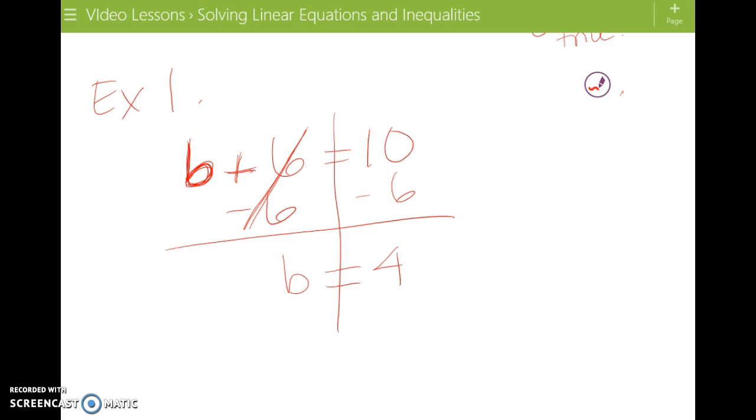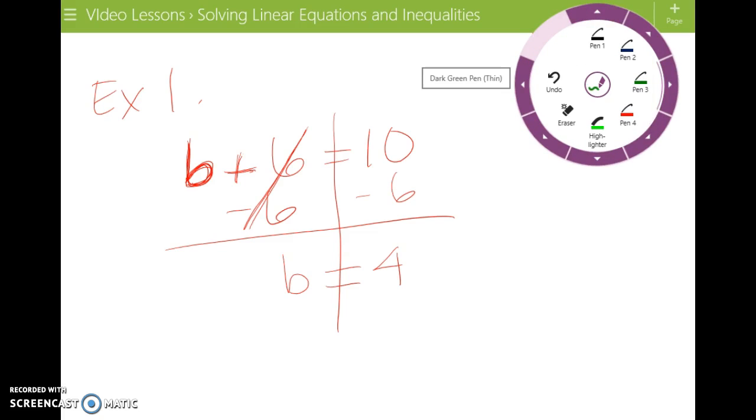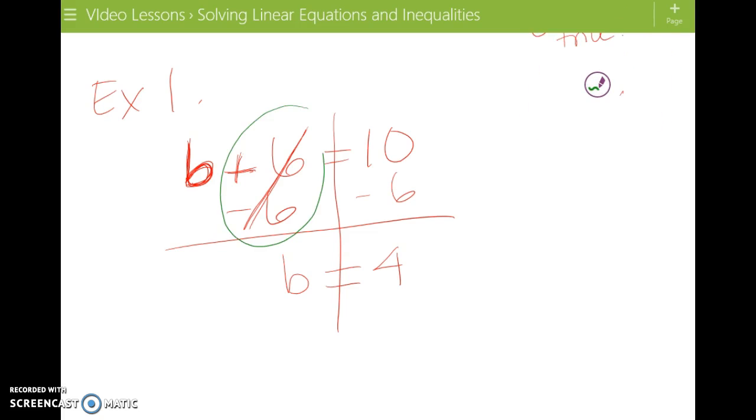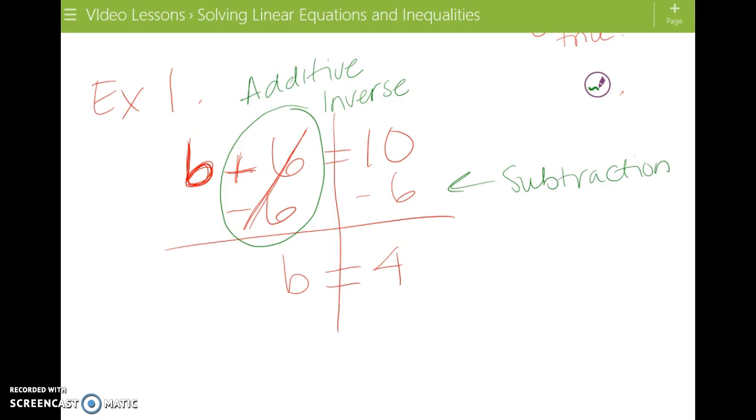What properties did we use here? Well, right here, this is the additive inverse. I added a positive 6 to a negative 6 and got 0. So we use that property. We also used right here the subtraction property of equality, which says we can subtract the same thing from both sides of the equation without messing it up, basically.